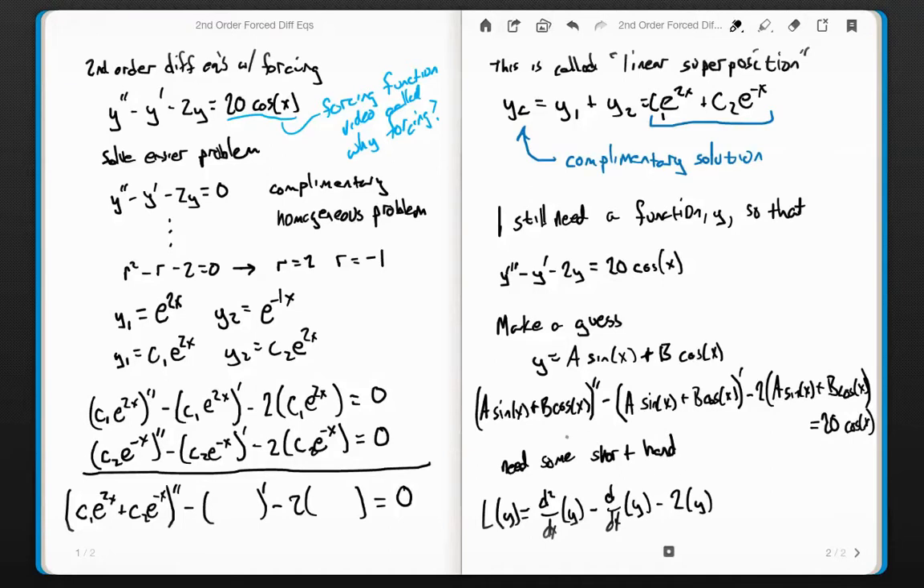It used to be that with a function, you plug a variable in and you do some things to the variable. You plug a 5 in, you plug a 7 in, whatever. Now we're plugging in a whole function, so this is a differential operator. That operator says I take the second derivative, from that I subtract the first derivative, and from that I subtract 2 times the function itself. So I need L of this to equal 20 cosine of x. All right, so that's going to make life a little easier on us in a little bit.